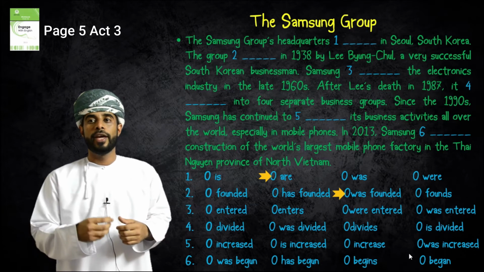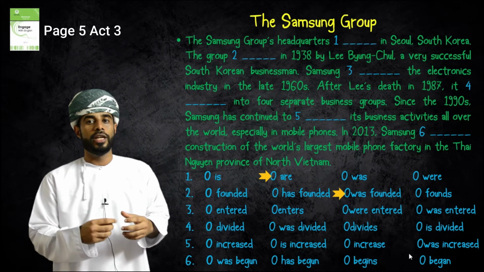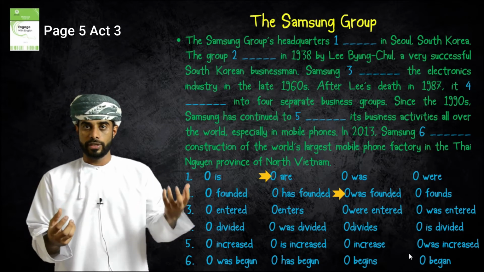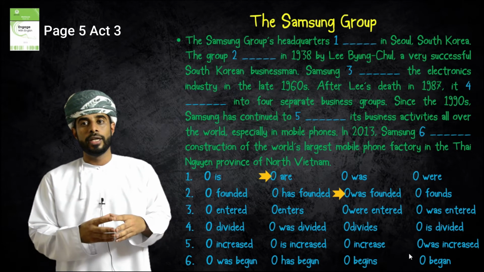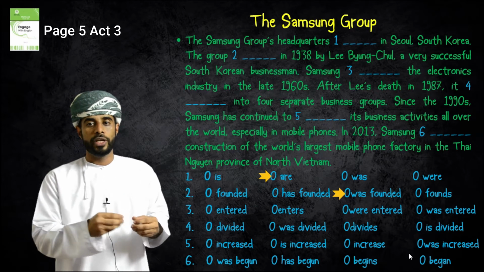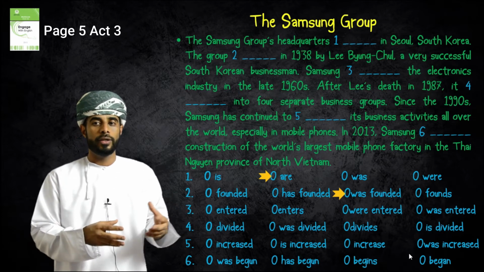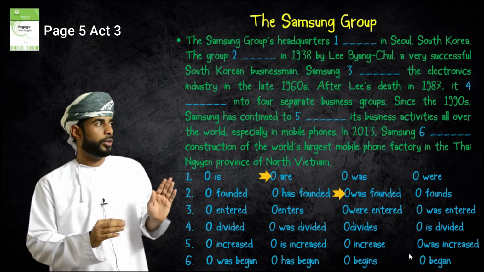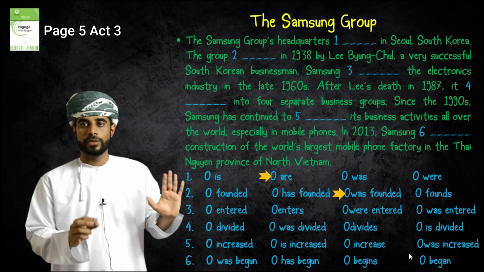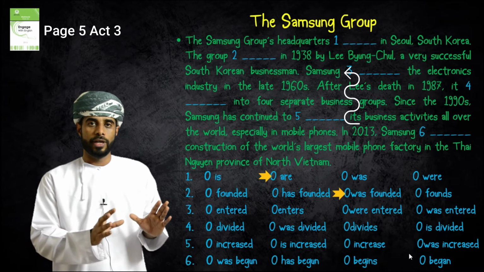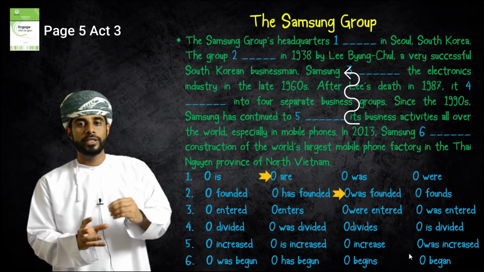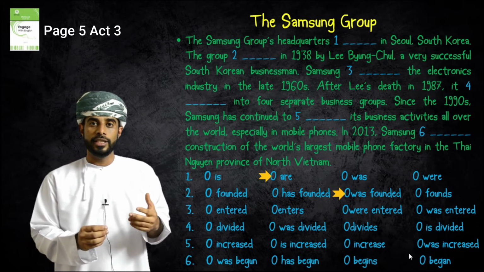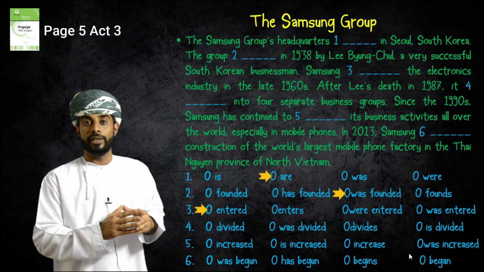Samsung, the electronics industry in the late 1960s. Samsung did something. It's the doer. So did it said entered or enters, were entered or was entered. Of course, we are not going to talk about the past passive because Samsung did this, the verb in here. So now, is it entered or enters? Since it says 1960s, so of course it's entered in the past.